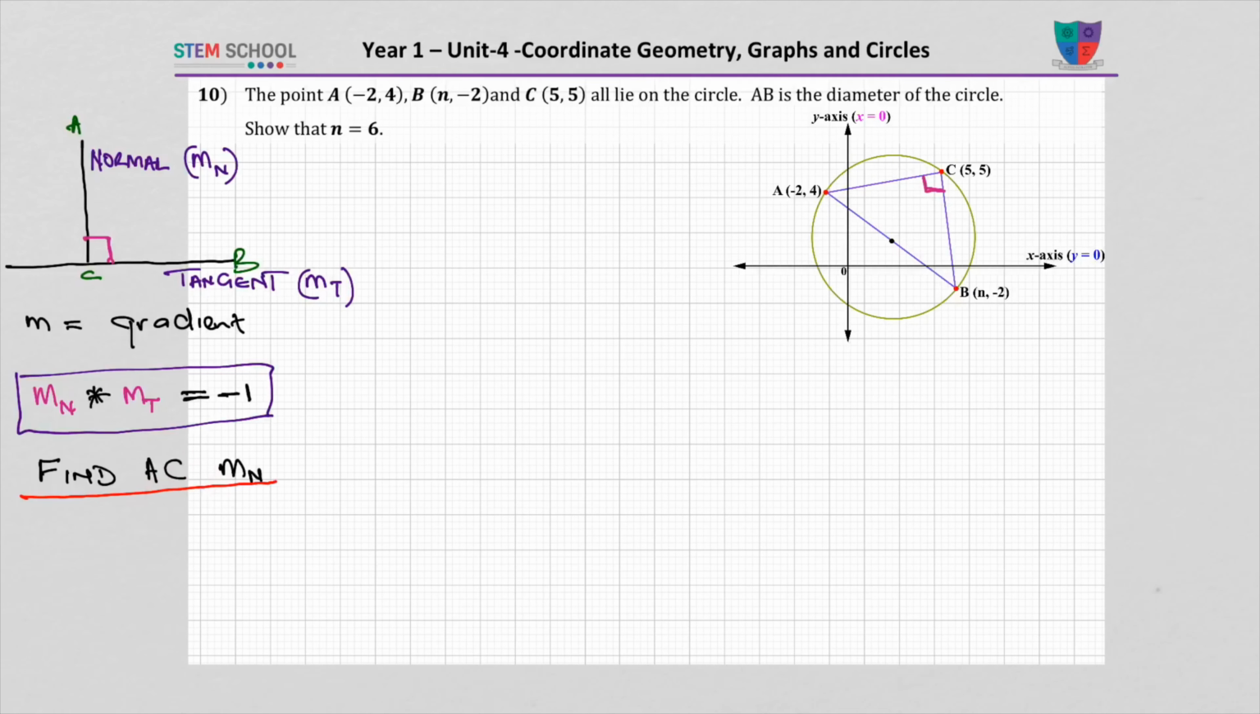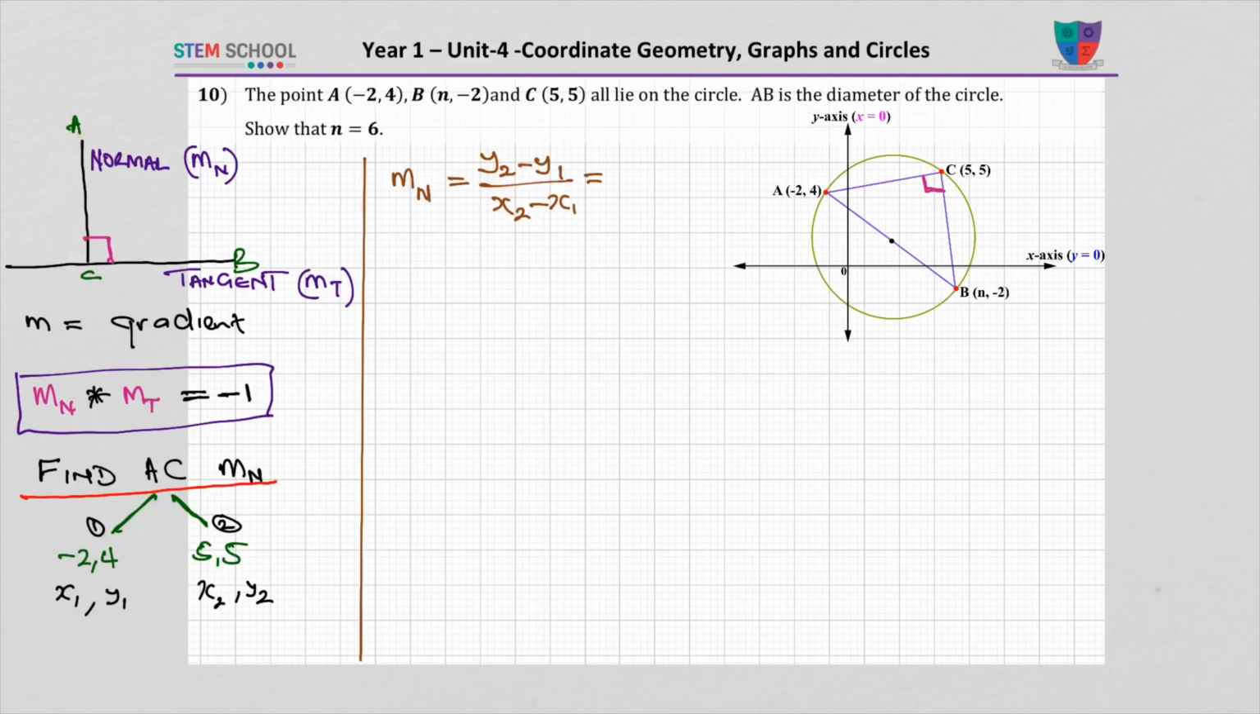AC gradient. A has its own coordinate, which is (minus 2, 4), and that is x1, y1 because it's point 1. C has its own coordinate, (5, 5), and that's point number 2. So we call that x subscript 2, y subscript 2.